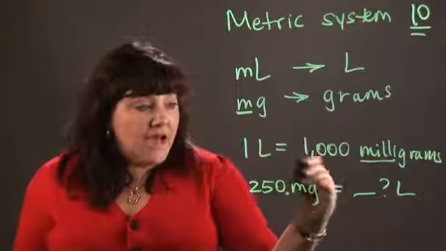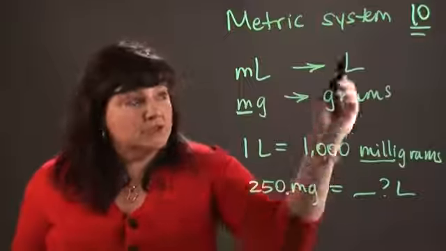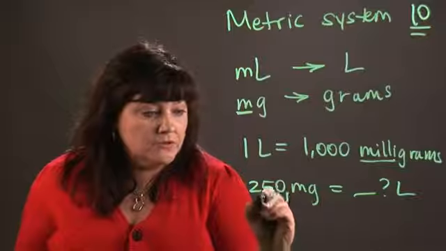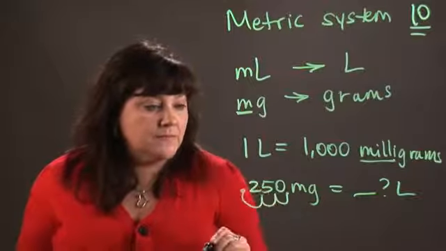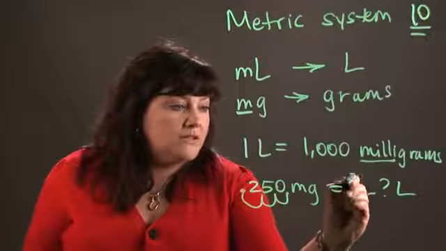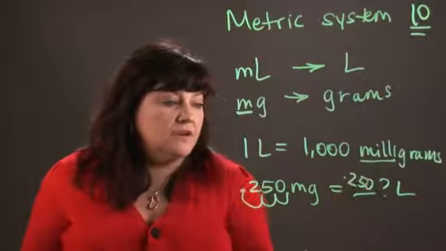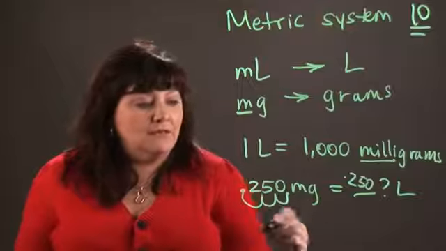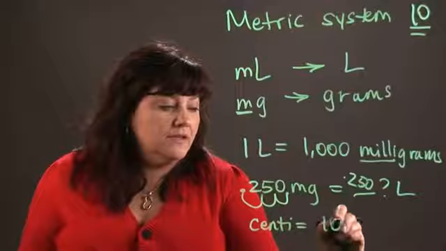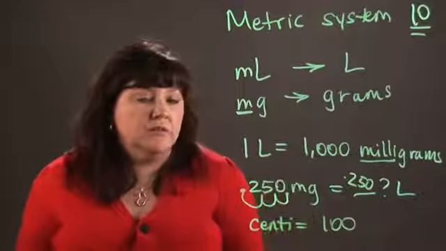So if it's 1,000 that I'm dividing by, that's 3 powers of 10. So I'm going to move my decimal place 1, 2, 3 places. So 250 milliliters would actually equal 0.250 liters. Now, if you had centigrams, centi equals 100, you would only be moving it 2 decimal places.